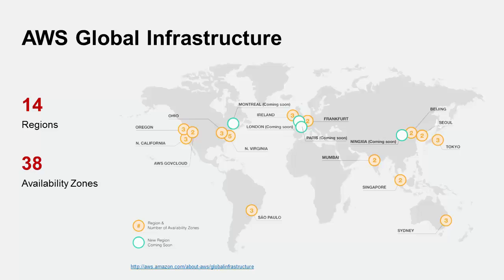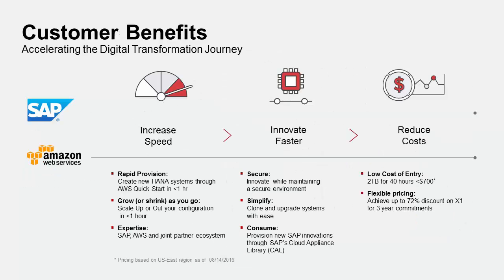The AWS Cloud currently operates 38 availability zones within 14 geographic regions around the world, and we have 4 more regions coming online later this year.